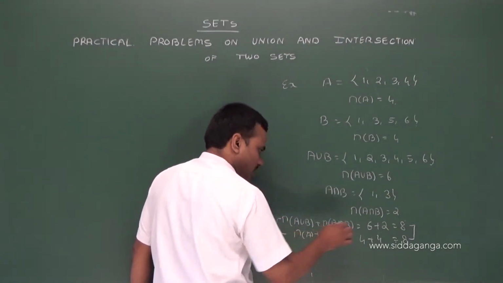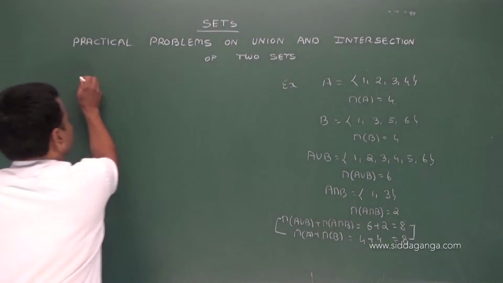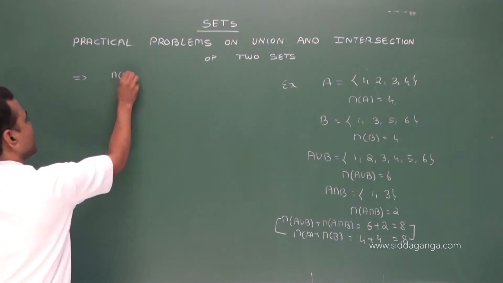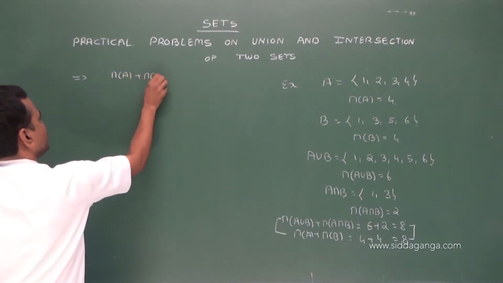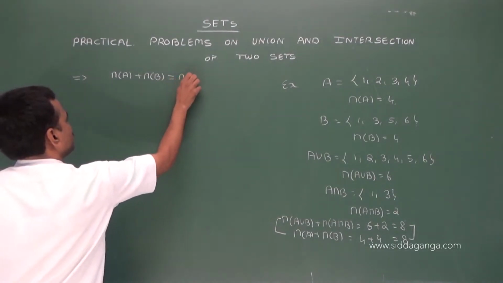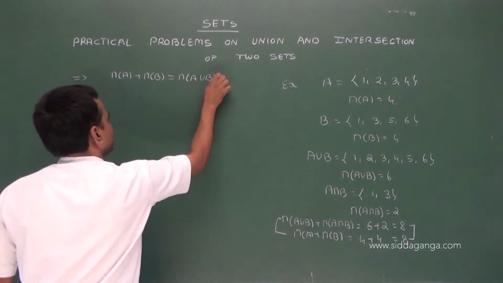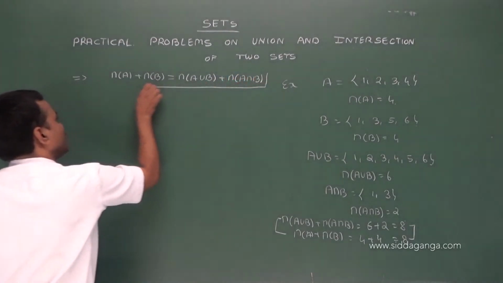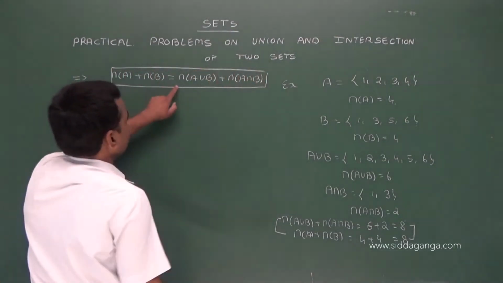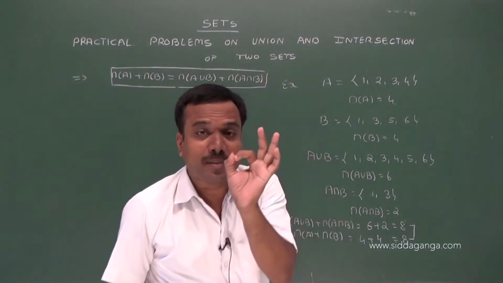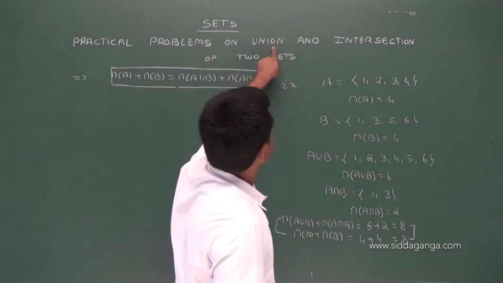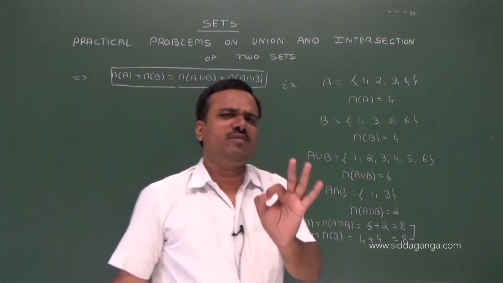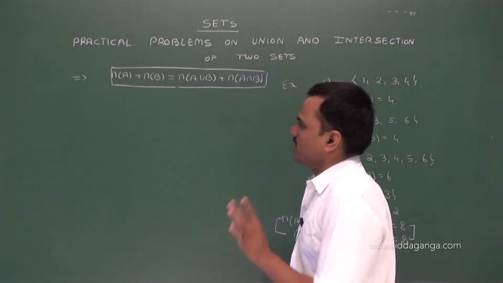From these two, the RHS is the same, that implies the LHS is also the same. n of A plus n of B is always equal to n of A union B plus n of A intersection B. This is a formula. We use this formula to solve some application oriented problems with respect to union and intersection of two sets. You remember, this is a very important formula.